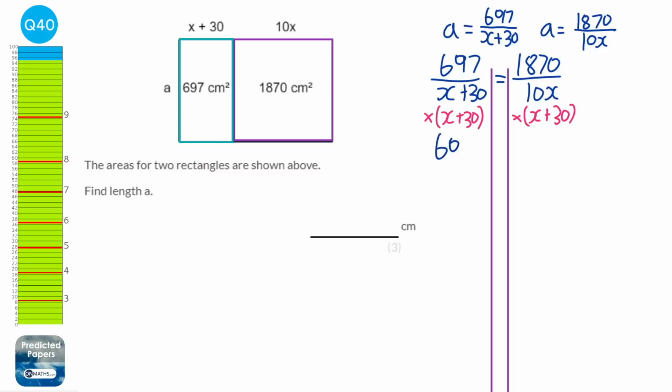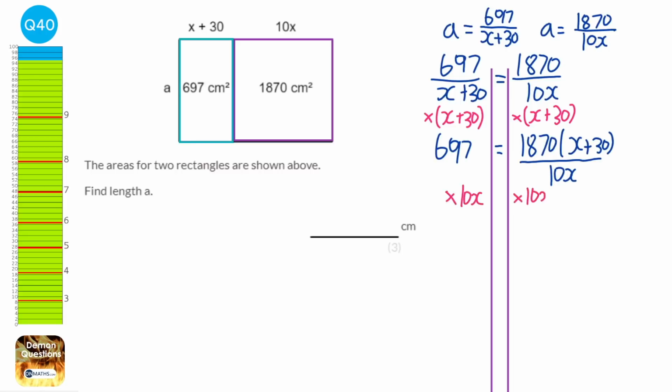And so this will just be 697 on the left hand side, because that gets rid of the denominator. And it will be 1870 times x plus 30, and then all of that over 10x. Same thing again, but I'm going to get rid of the denominator on the right hand side, so I'm going to times both sides by 10x. So we've got 697 times 10, which would be 6,970x, because it's 10x. And it won't actually do anything to the right hand side, but I'm going to expand the top, the numerator. It just gets rid of the denominator.